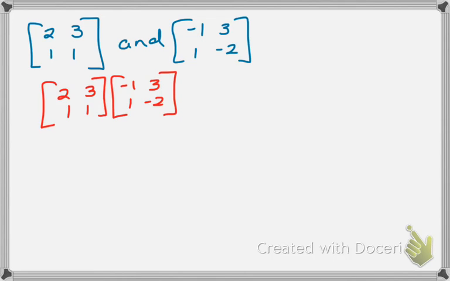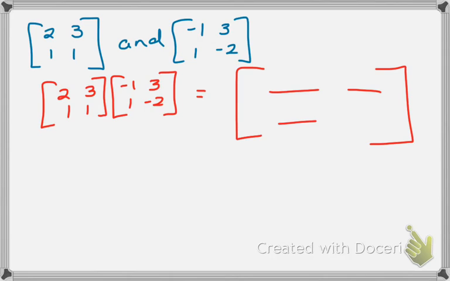So this is a 2 by 2. This is a 2 by 2. The product's going to result in another 2 by 2. I'm going to set that up. All right, so row 1, column 1. 2 times -1 plus 3 times 1 will get us what? 1. Good.